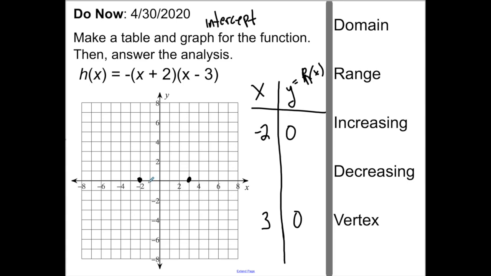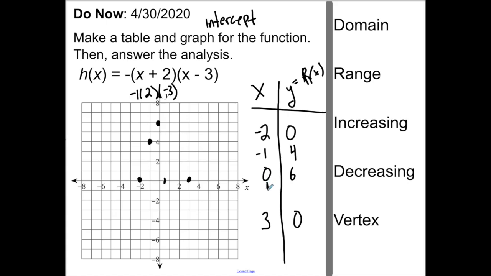Now we could try to find the middle. One thing I notice is the middle is not a whole number. It looks like it's about 1/2, so we'll see if that's right. I'm going to plug in the next number, -1. So I'm going to do -1 plus 2, which is 1, and -1 minus 3, which is -4. So it's -4 times 1, which is -4, but then the negative in front makes it a +4. Now I'm going to plug in 0. So 0 plus 2 is 2. 0 minus 3 is -3. So it's -1 essentially times 2, which is -2, times -3, which is 6.